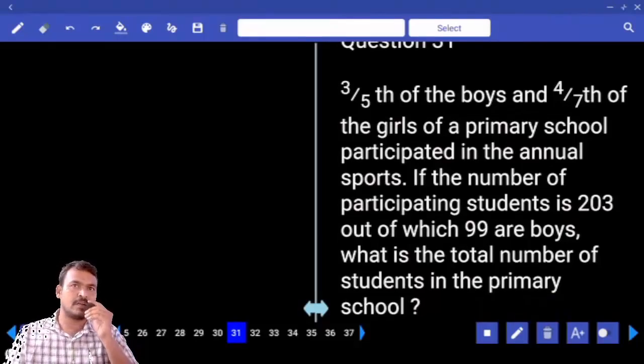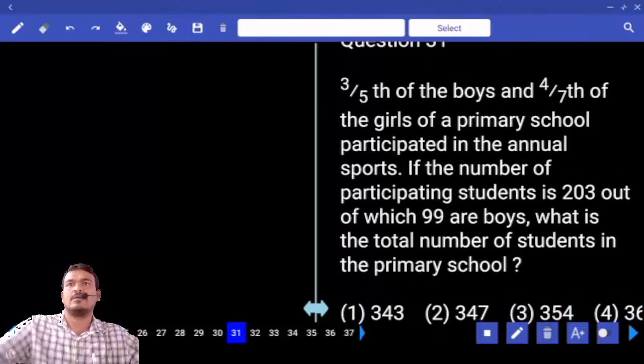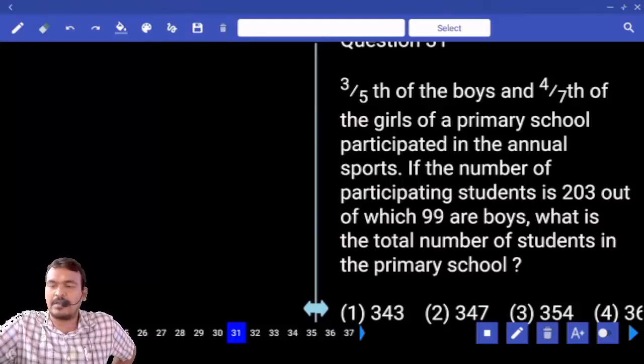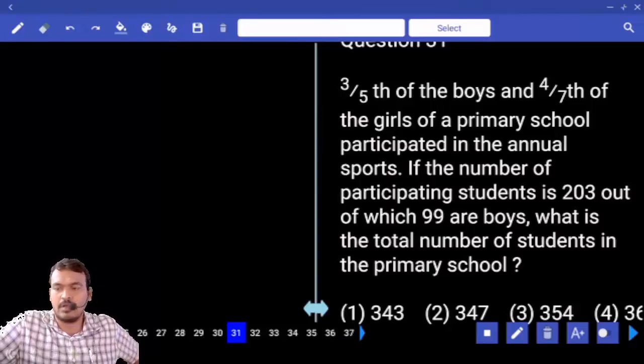Question number 31. 3/5 of the boys and 4/7 of the girls of a primary school participated in the annual sports. If the number of participating students is 203, out of which 99 are boys, what is the total number of students in the primary school?